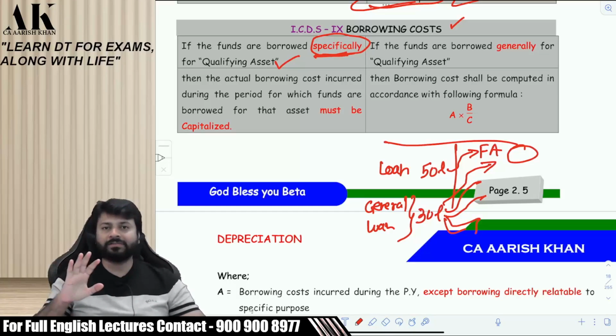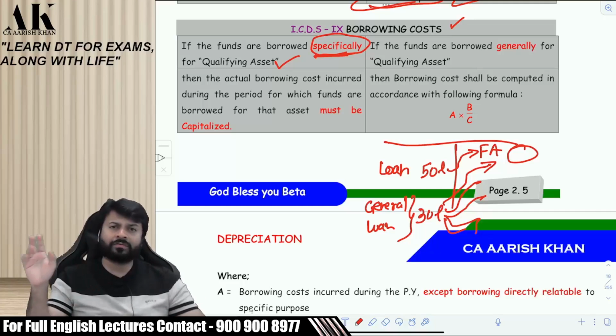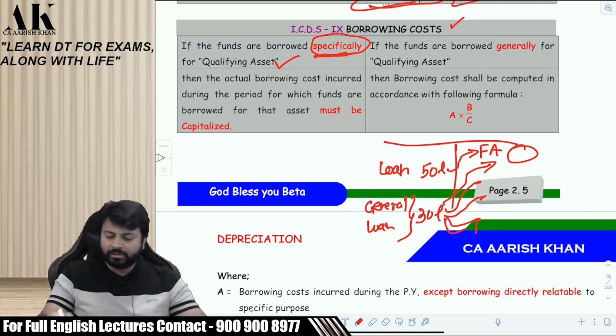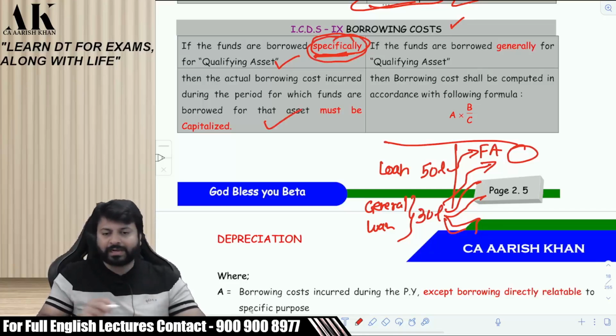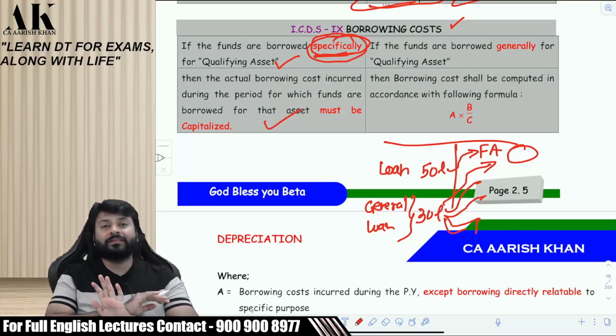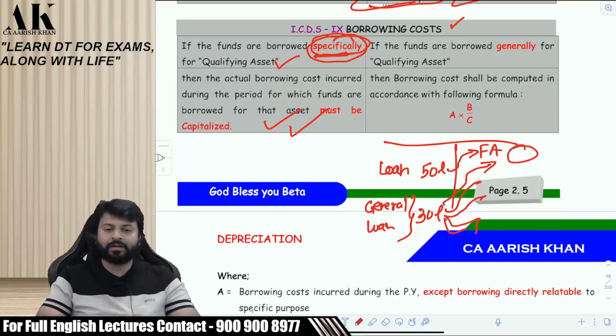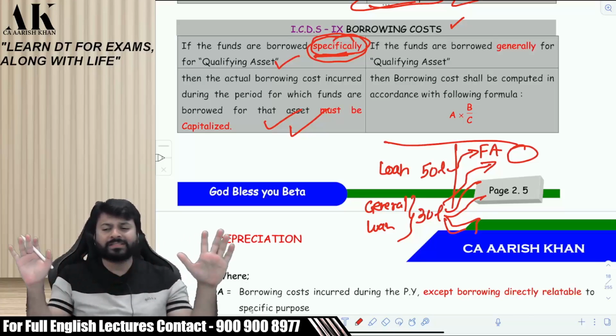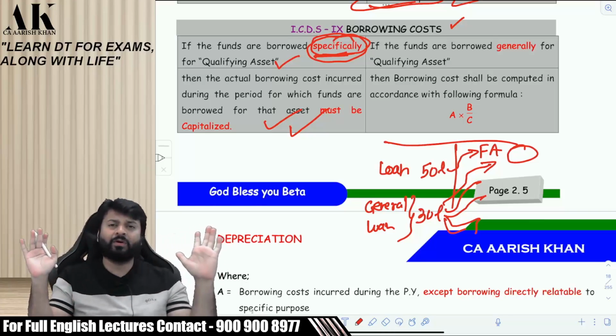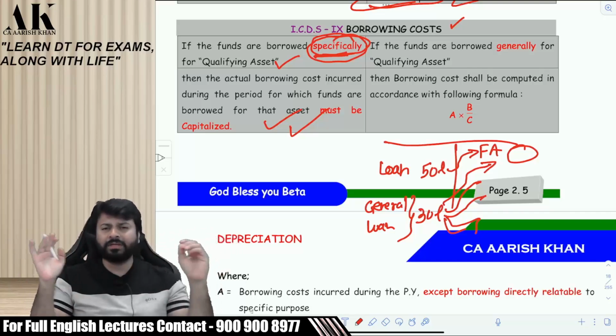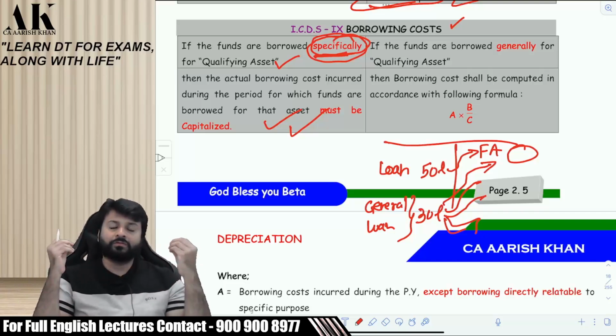A qualifying asset is an asset which is not ready for use, which is under construction, which is under process. Once it becomes a ready asset, it cannot be called a qualifying asset. And therefore, if a loan is specifically borrowed for that, then without thinking anything, directly capitalize that particular interest to that asset. Do you agree? If a loan is taken without any what? It means it has been taken with a very clear intention that you will be using this loan only for a qualifying asset. So without any second thought, capitalize that interest.